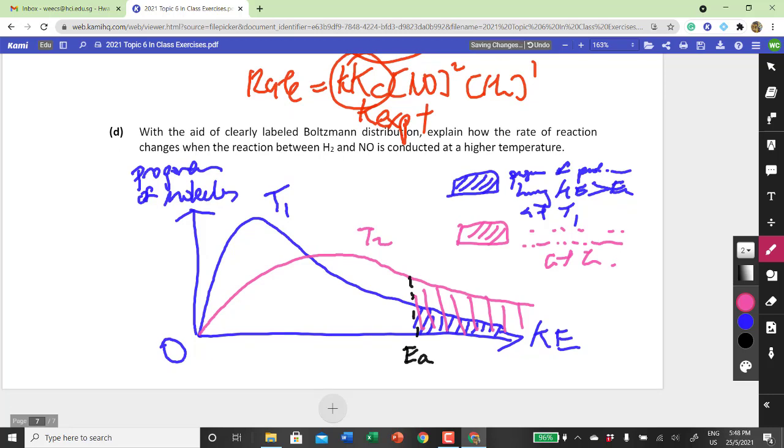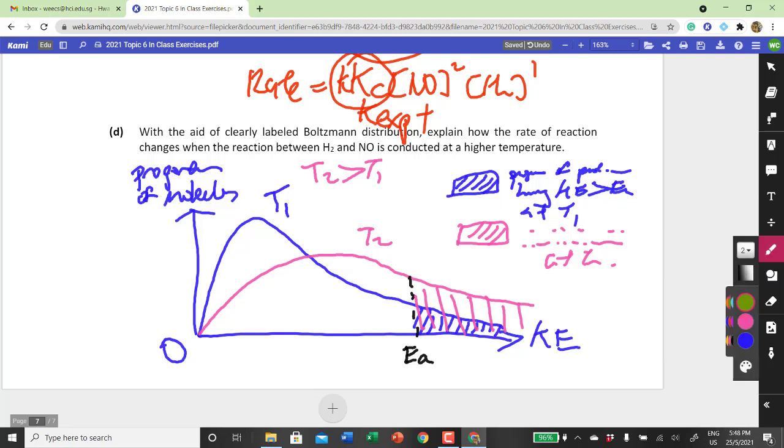When you sketch your graph, one thing to take note of is that the area under the graph must be about the same, because we are looking at the same proportion of molecules or particles. So when you explain, you can say that as the temperature increases from T1 to T2, the proportion of particles having kinetic energy above the Ea increases.